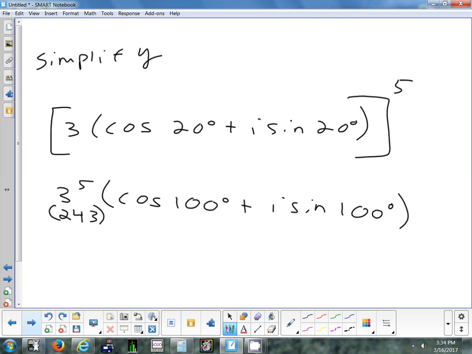And if I wanted that in standard form, what would be your next step? We're not going to do it out here. You could just do 243 times cosine of 100 and then 243 times sine of 100. And just don't forget to put the i after it. So that would be how you convert it to standard form. But we'll leave that one in trig form, and some of them on the test you can leave in trig form too. Okay, any questions on that?